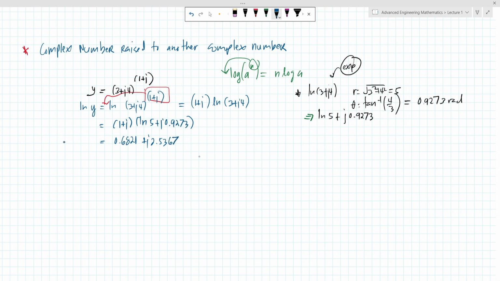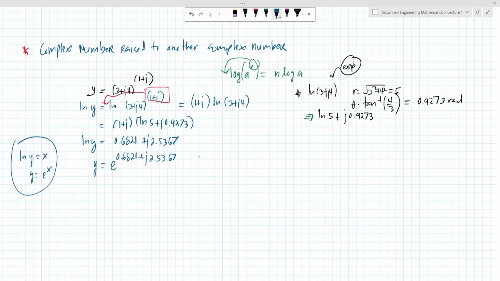The next one is to change the logarithm into exponential. How do we change logarithm to exponential? If we have ln of y is equal to x, this is the same as y is equal to e raised to x. So y here will become e raised to 0.6821 plus j 2.5367.